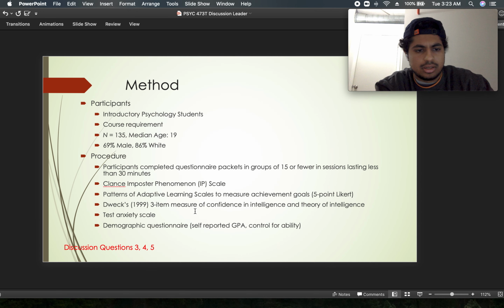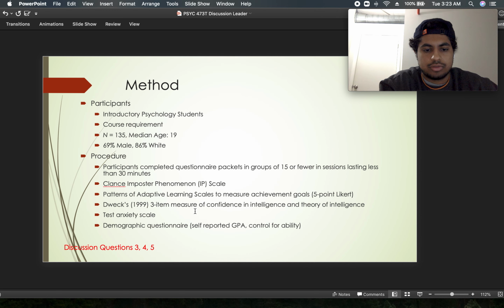So now moving on to the procedure. The participants completed questionnaire packets in groups of 15 or fewer in sessions lasting less than 30 minutes. Some of the questionnaires were the Clance Imposter Phenomenon Scale, which measured imposterism. Another one was Patterns of Adapted Learning Scales to measure achievement goals, which was a 5-point Likert scale questionnaire.